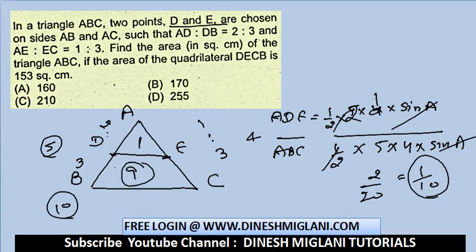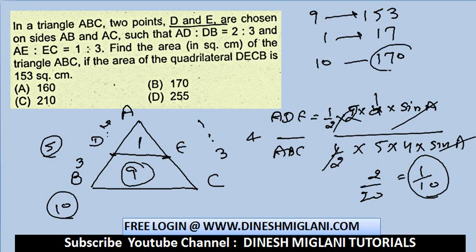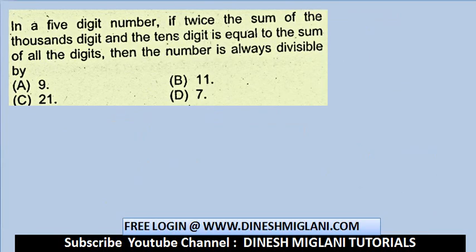Now the question is, find the area of the triangle ABC if the quadrilateral is 153. So according to the question, 9 is given equal to 153. So 1 will be equal to 17. We have to find the whole triangle, that is 10. So 10 is 170. The answer to my question is said to be B. The area of the whole triangle is said to be 170. That becomes your answer.